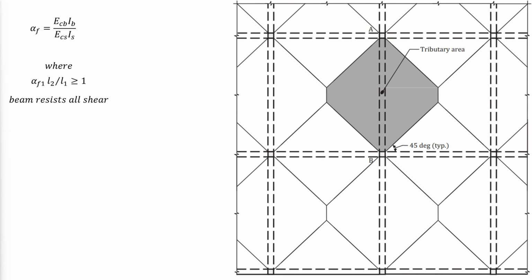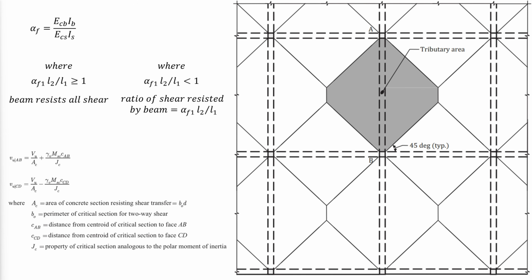The beams carry all the shear and the shear around the columns is 0. Whenever that is not the case, the portion of the shear resisted by the beams is the ratio itself, and the remaining must be resisted by the slab around the column. These shear stresses are calculated as shown previously through the following equations.